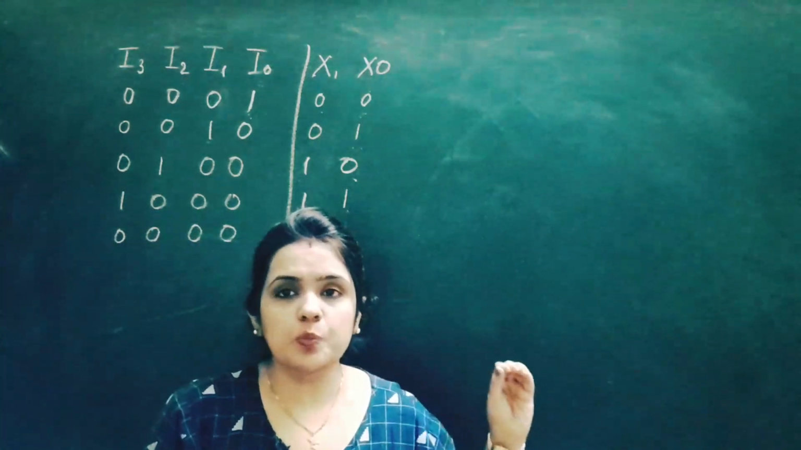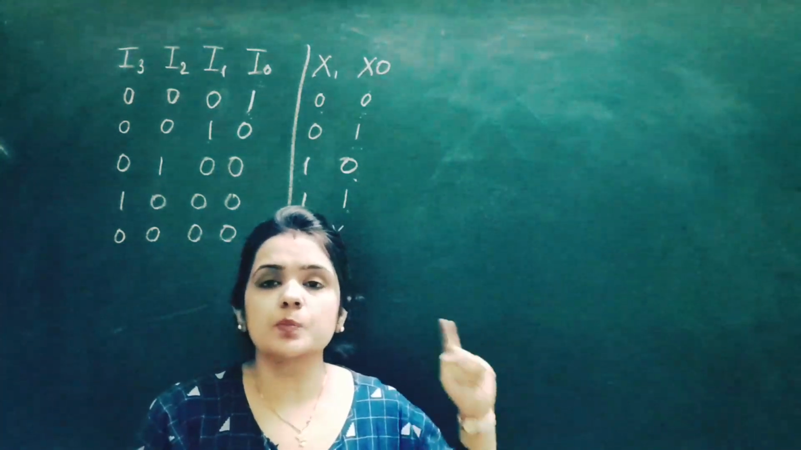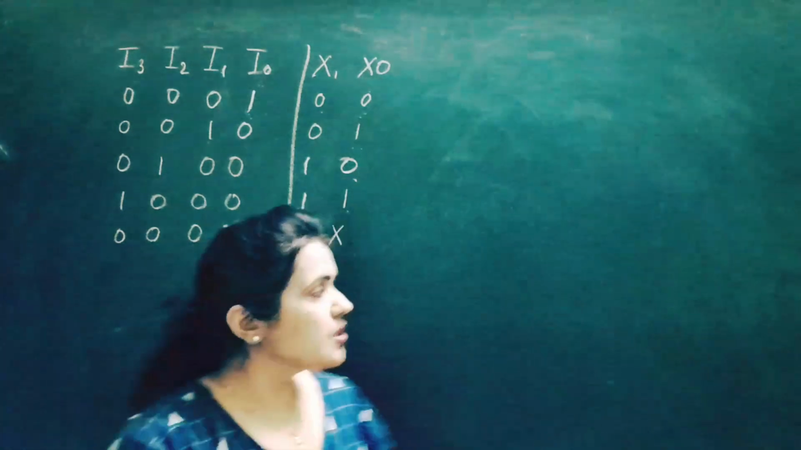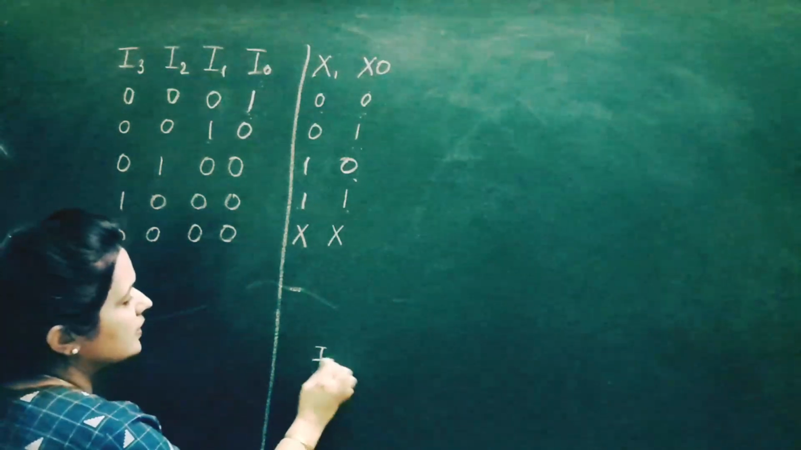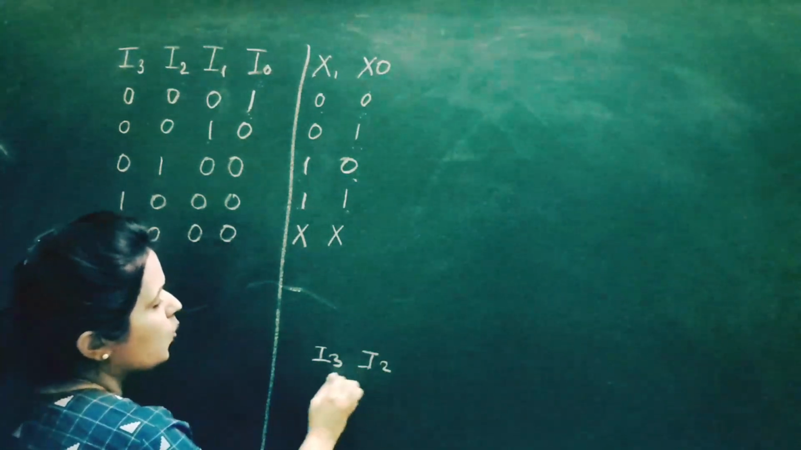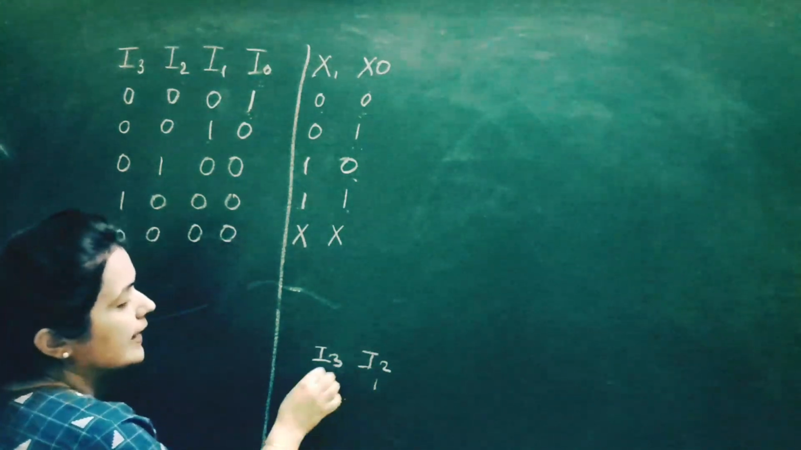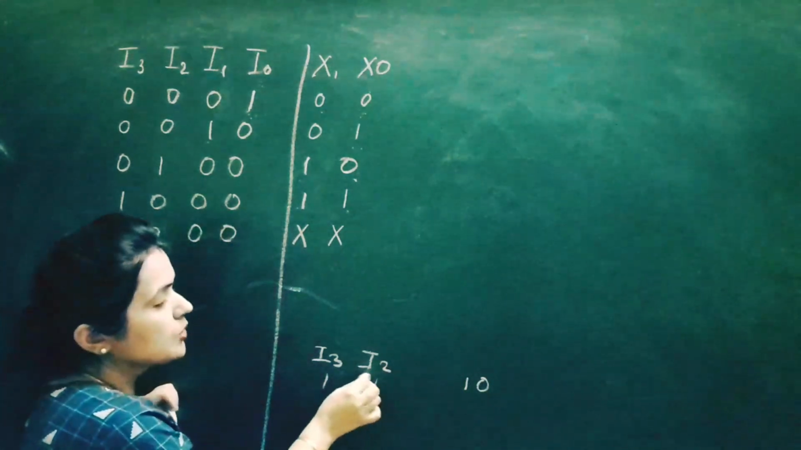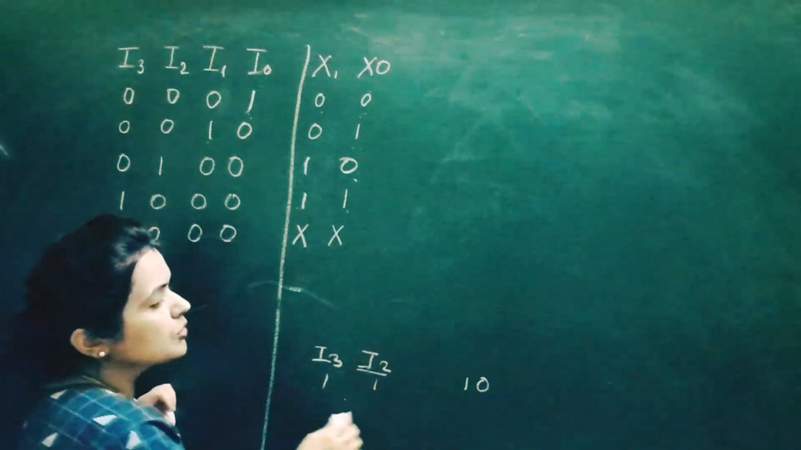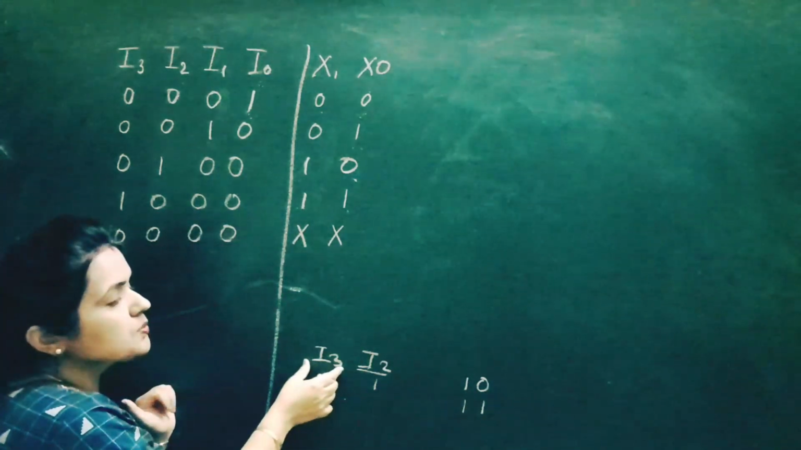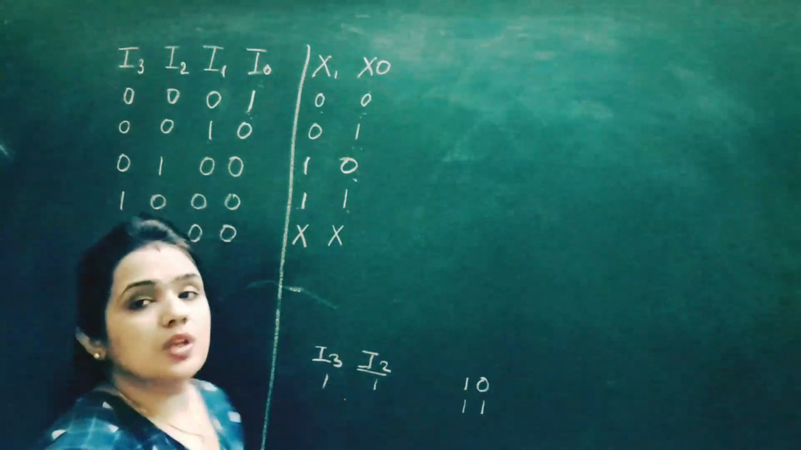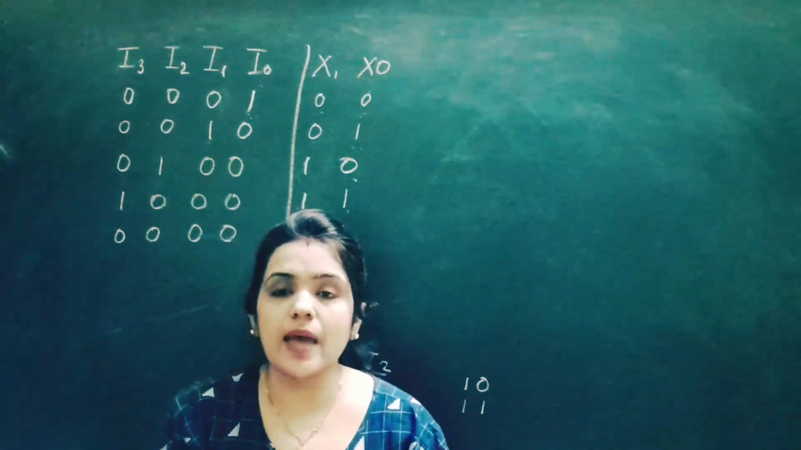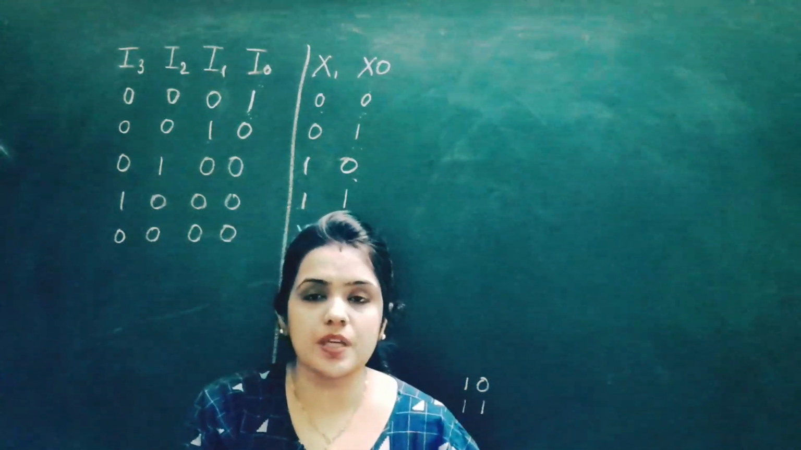Now what will be the output when at a time more than one input line has a value 1? Suppose at a time I3 and I2 both have value 1. In that case, what should be the output? The output should be 1 0, that is the output corresponding to I2, or the output should be 1 1, that is the output corresponding to the I3 input line. So now comes the role, the need, of the priority encoder.